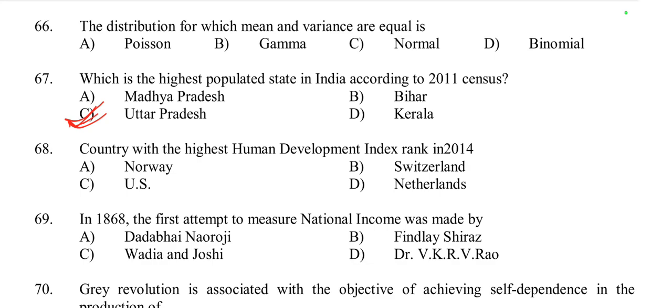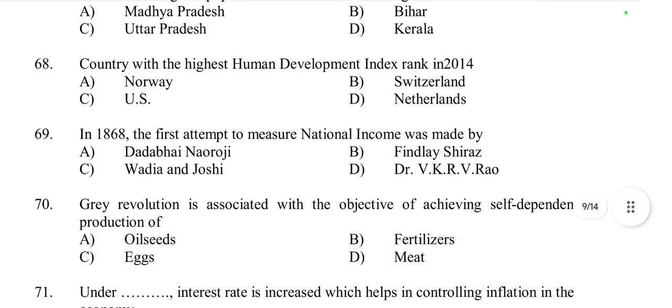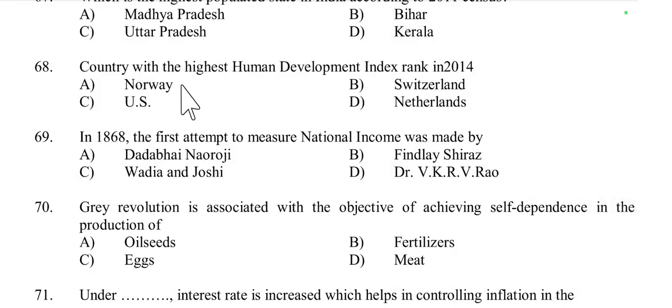The highest populated state was Uttar Pradesh in the 2011 census. Then question number 68: the country with the highest Human Development Index rank in 2014. In 2014 it was Norway, but according to 2024 data, it has now changed to Switzerland. In the 2023-24 HDI ranking, first is Switzerland, then Norway, but in 2014 it was Norway.